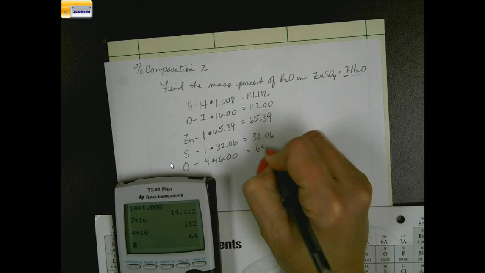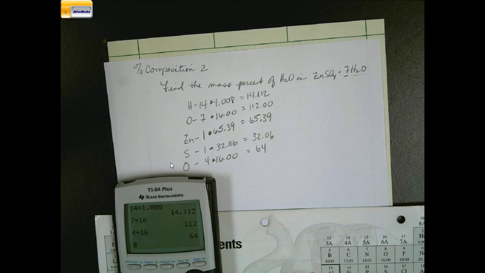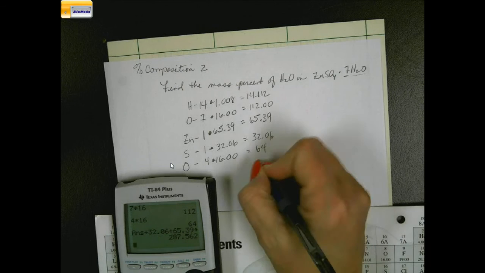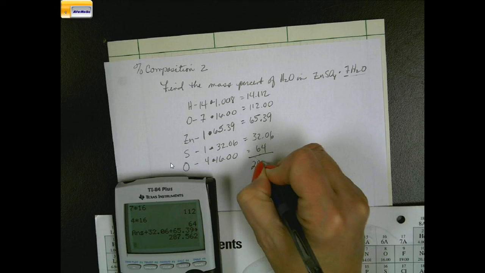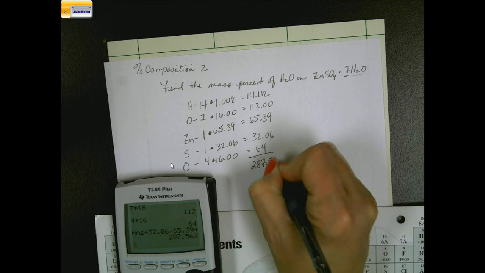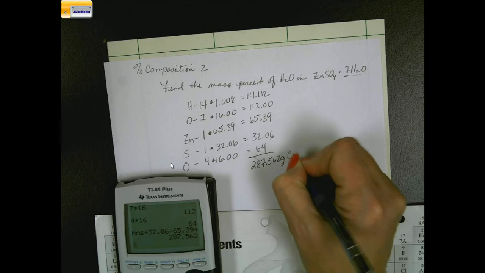64. So the total for the compound is going to be that last number plus 32.06 plus 65.39 plus 112.00 plus 14.112 equals 287.562 grams for my compound.